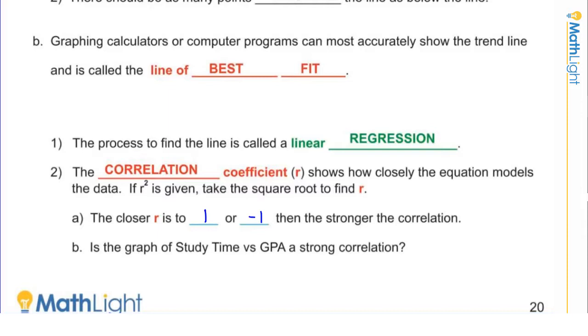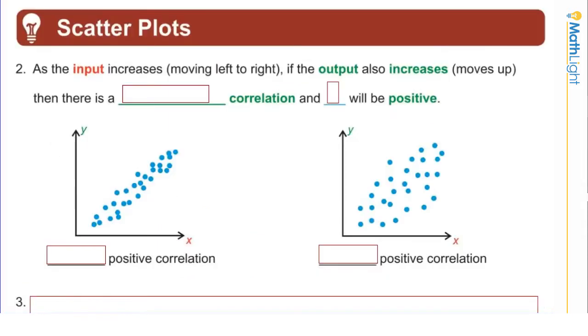Is the graph of study time versus GPA a strong correlation? Yes, it is. So again, let's write it here. The R equaled 0.9226, and that would be a strong positive correlation. Strong positive correlation. All right, because of the 0.922, and it was positive, so the correlation is positive. Okay, got the idea?